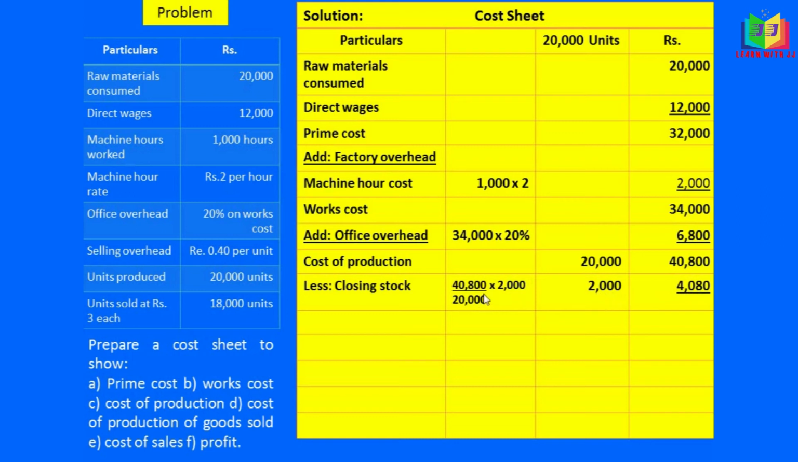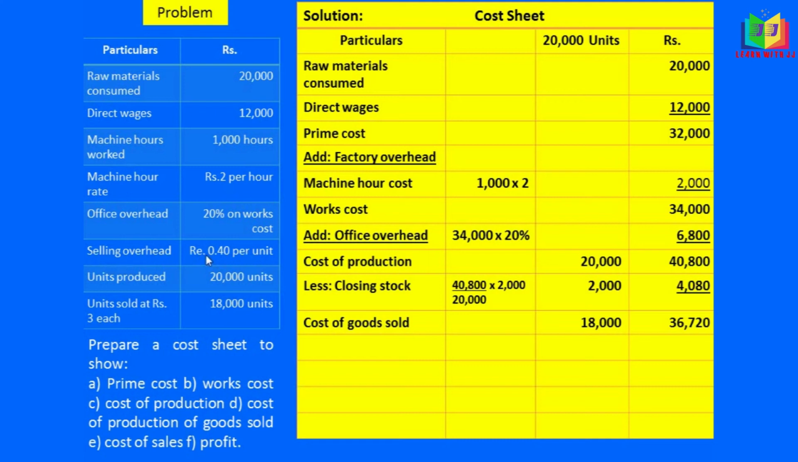This is just one cross multiplication. For 20,000 it is 40,800. For 2,000 how much? 2,000 into 40,800 divided by 20,000 will get 4,080, the closing stock. And if we subtract the closing stock we'll get the cost of goods sold. Cost of goods sold is 36,720, and now we have to add the selling overhead.